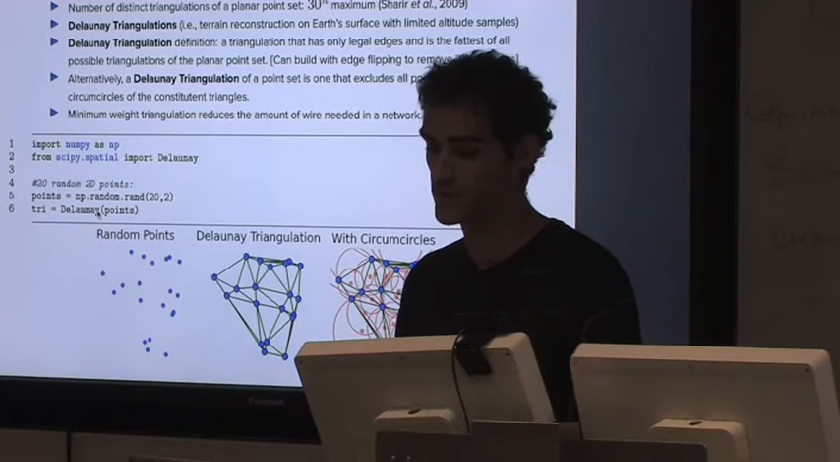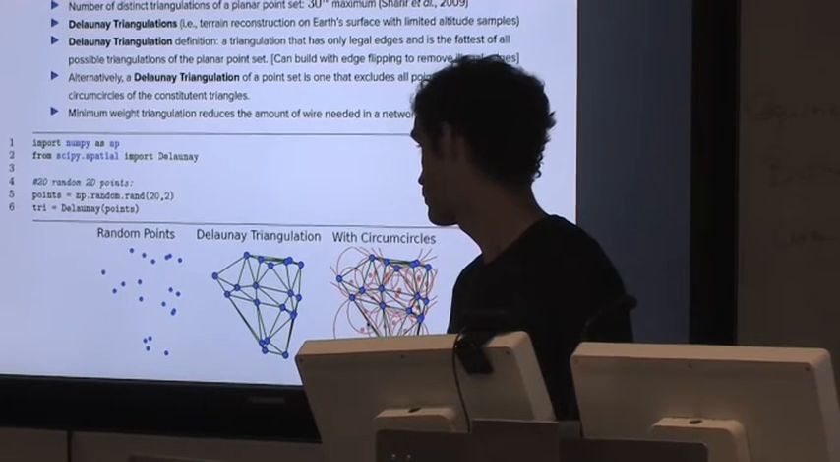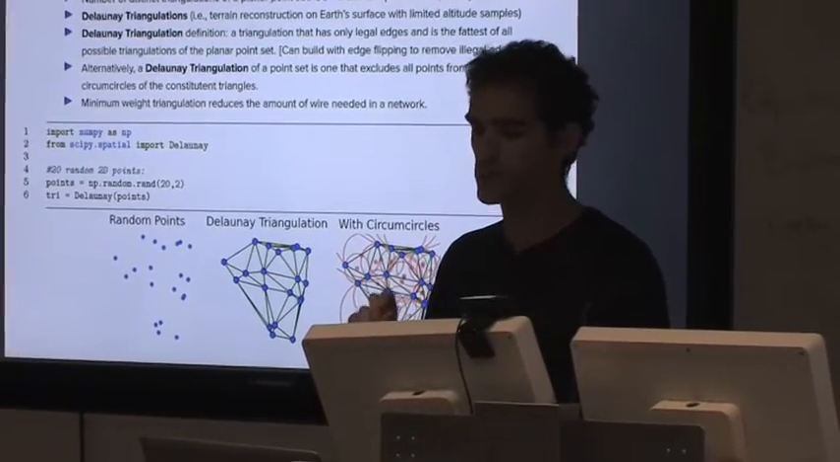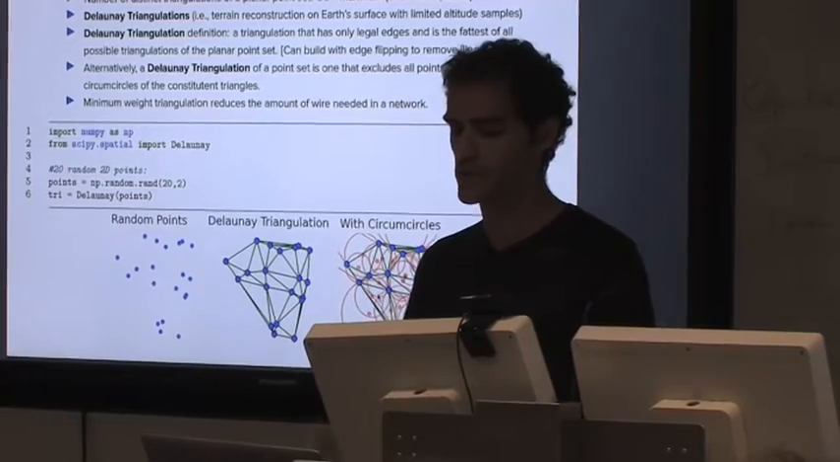So that's quite useful. Another definition of the Delaunay triangulation, which is really, really useful for Voronoi purposes, is that it always excludes the original data points from the circumcircles.